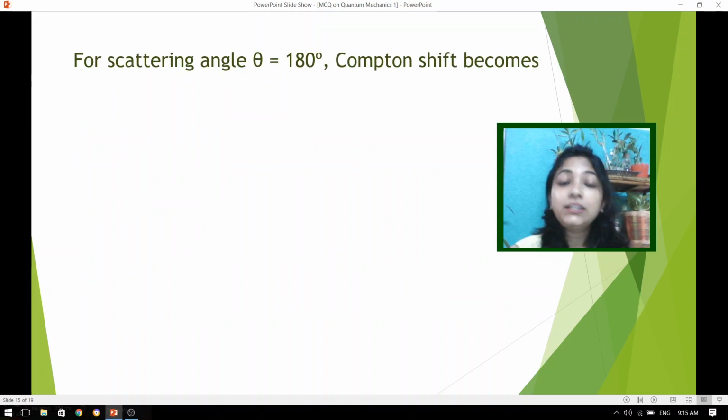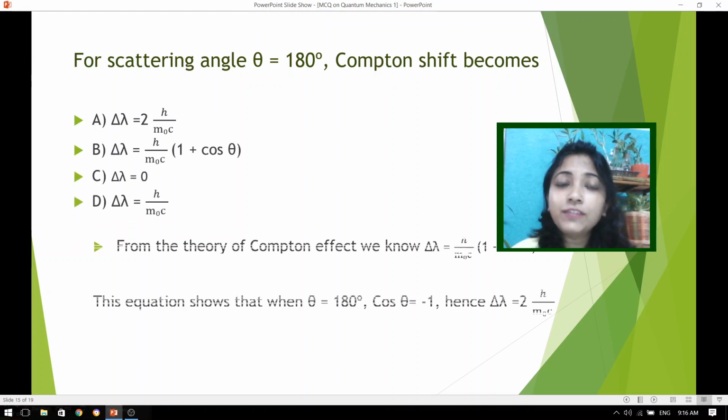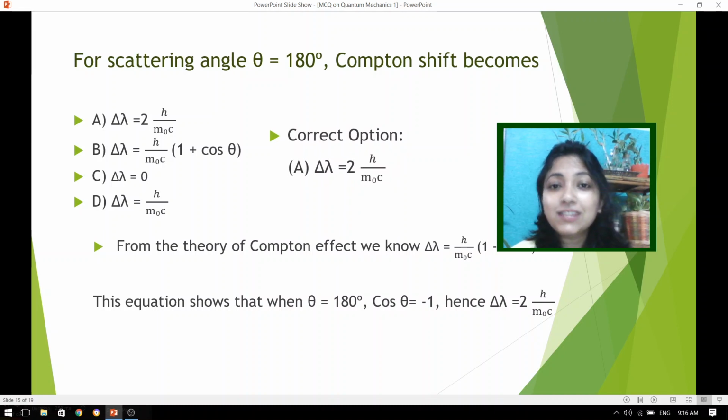For scattering angle theta equal to 180 degrees, Compton shift becomes... we have been given 4 different options. Now let us put the value of theta equal to 180 degrees in our known formula. When we put cos theta as cos 180 degrees, we get the value minus 1. So 1 minus minus 1 becomes 2, and hence we are left on the right hand side with twice h by m0c, and this is option number A. So for scattering angle 180 degrees, Compton shift is twice the Compton wavelength h by m0c.